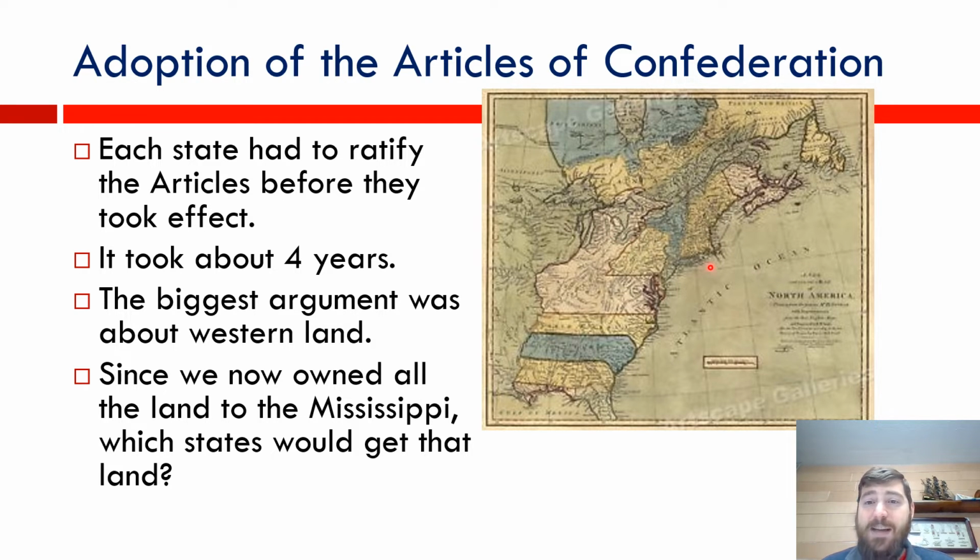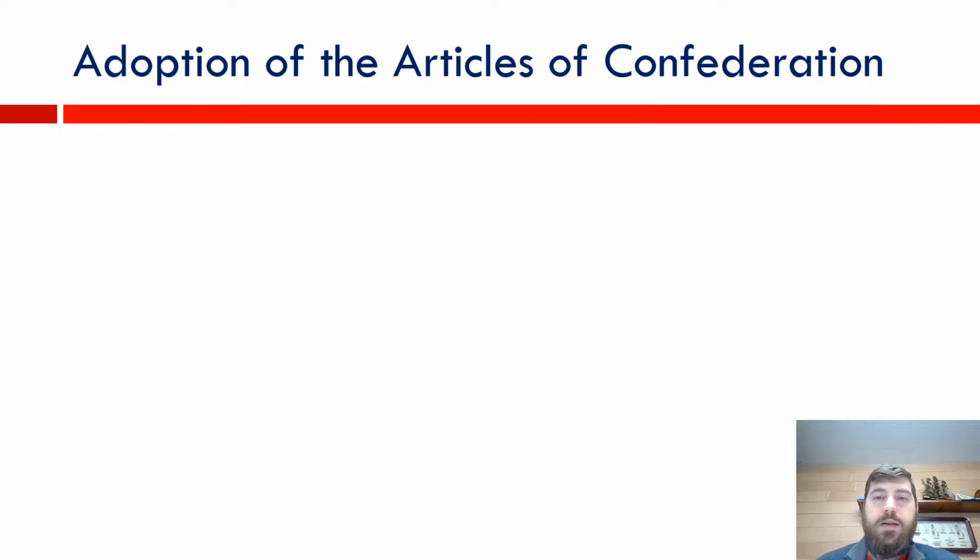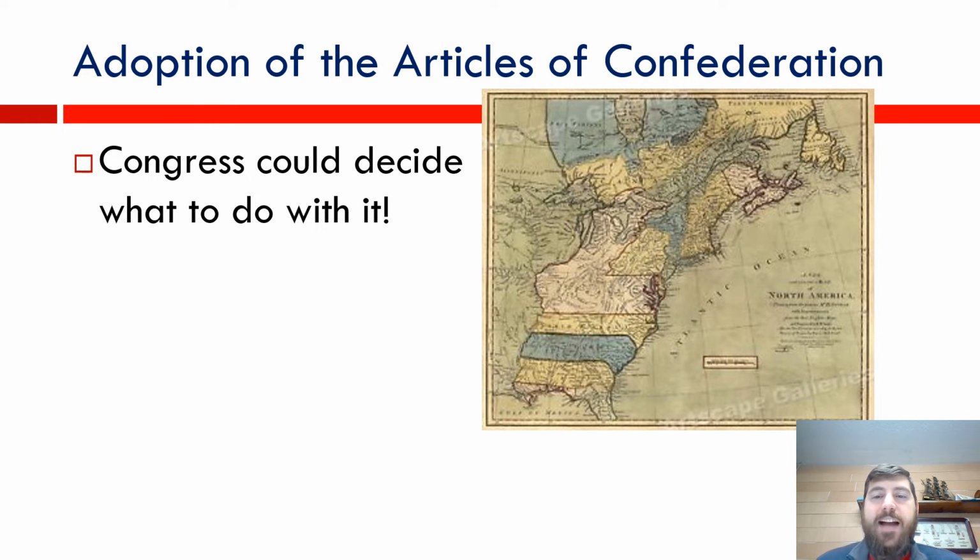And there's some tiny states up here like Rhode Island that are now going to be a tiny fraction of these gigantic states like Virginia and South Carolina. And they did not want those other states to have too much power over them. Well, in the end, they decided that their central government, the new Continental Congress, would be able to decide what to do with it. And Congress decided to make new states out of that Western land, not give it to any of these states. That's why we do not have states in this shape today. We have new states over here like Tennessee, Kentucky.